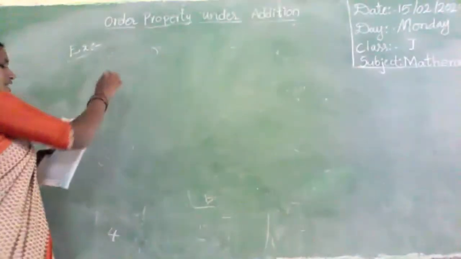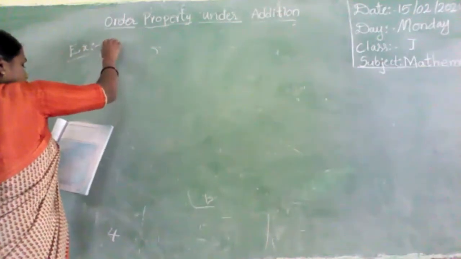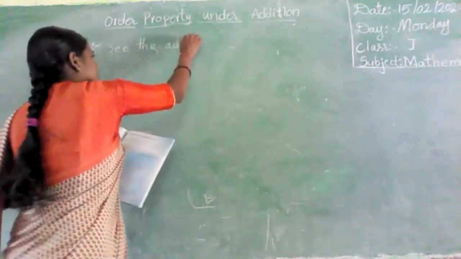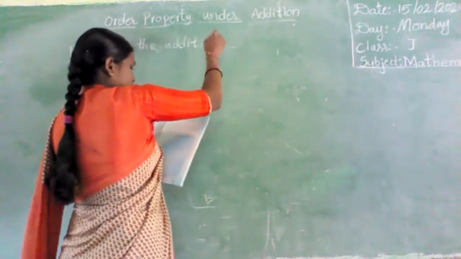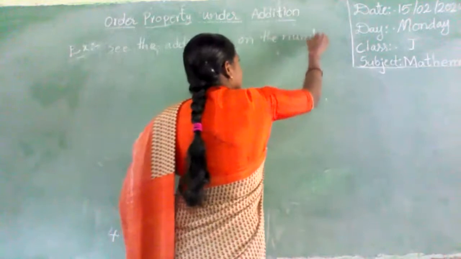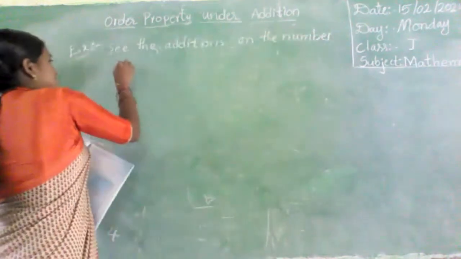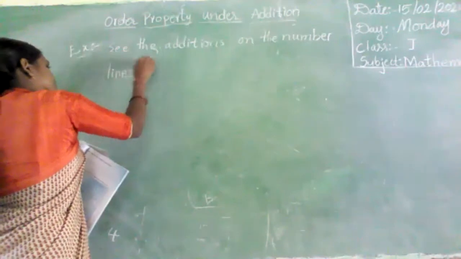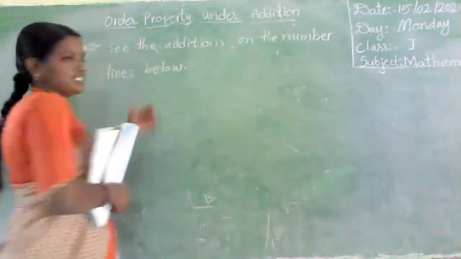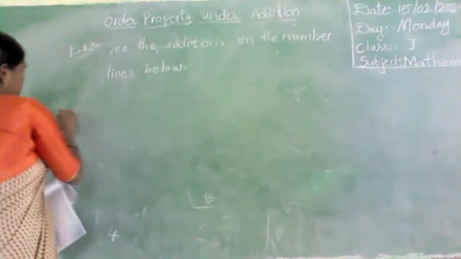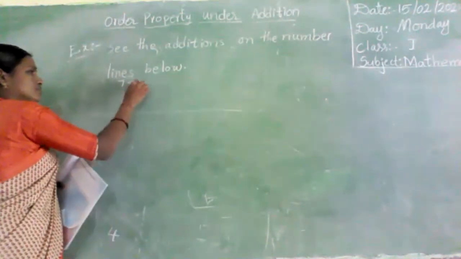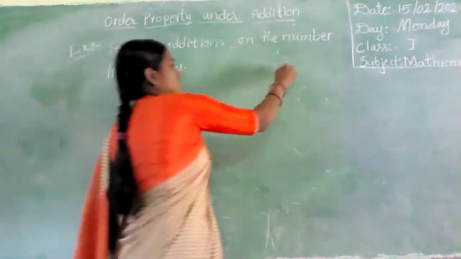Next. See the additions on the number lines below. First, 7 plus 5. Second one, 5 plus 7.